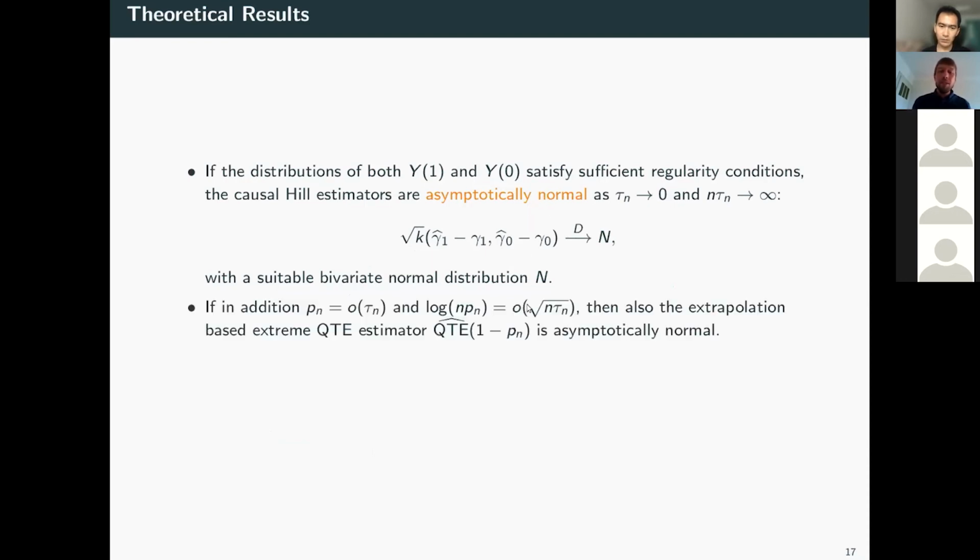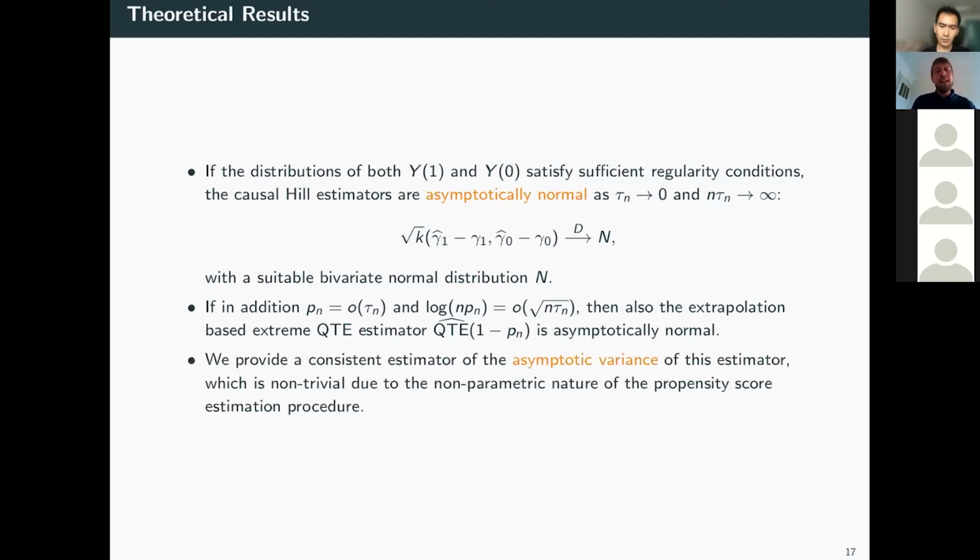Based on this, we can show that the extremal quantile treatment effect for really extreme quantiles 1 minus Pn is asymptotically normal. This is also different from FÖPL, who got a non-Gaussian distribution for his estimator. And we can also consistently estimate the asymptotic variance so that we can actually do inference for these extremal quantile treatment effects.